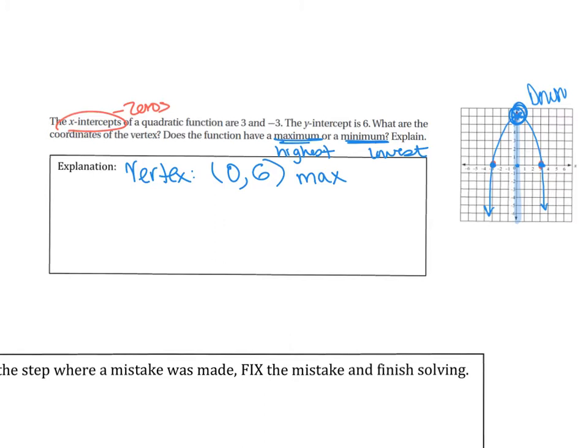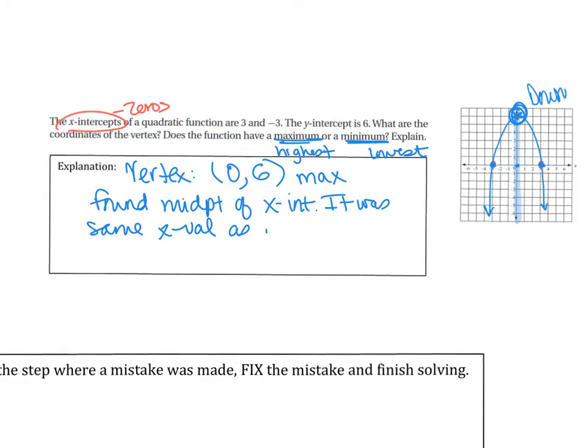Explain how we knew. Well, again, the same thing. We can say we found the midpoint of the x-intercepts, and then it was the same x value as the y-intercept. So we knew it was the vertex.